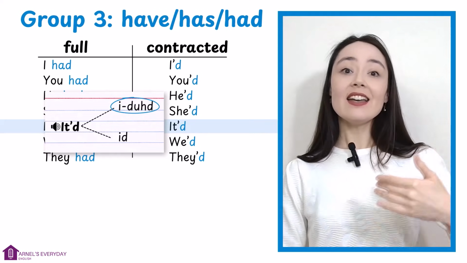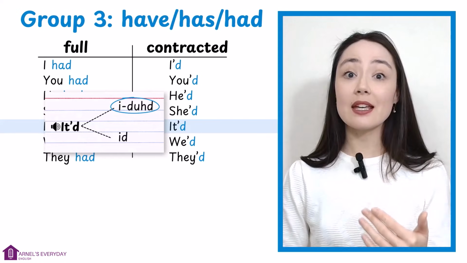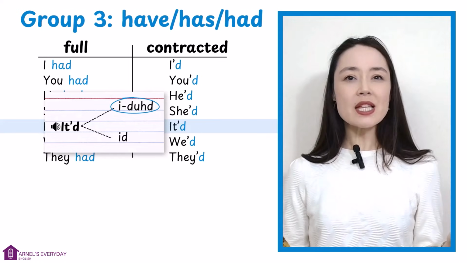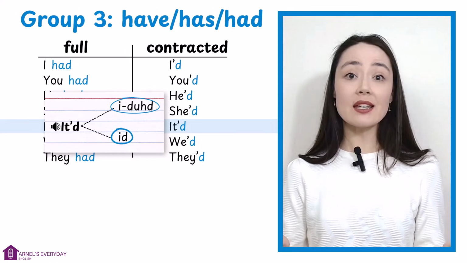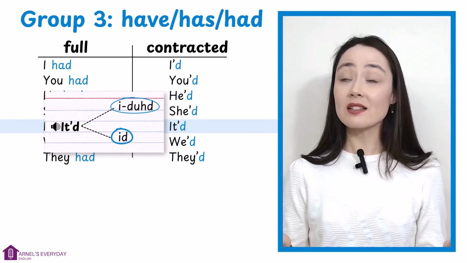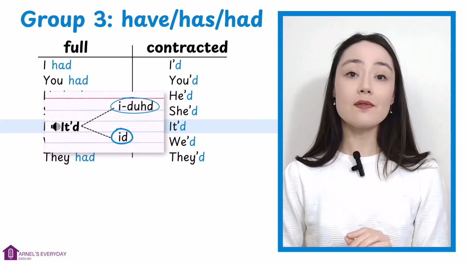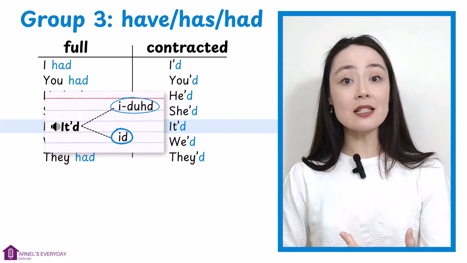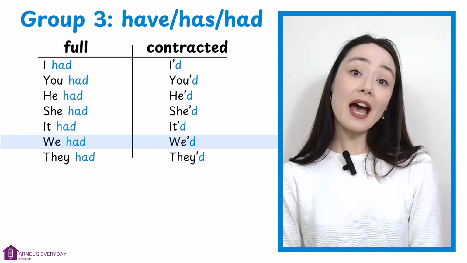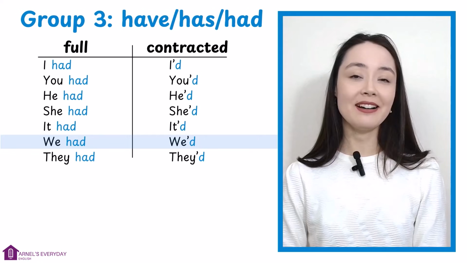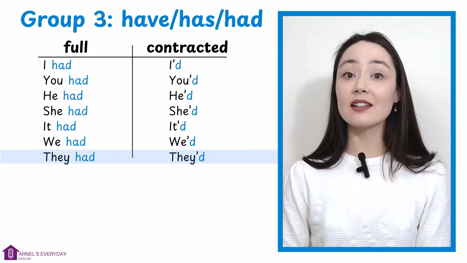There can be 2 syllables. It'd. But you know what's really simple, common, and natural? Simply say id. Yes, id. That's perfectly fine. I'll give you example sentences when we do the review. We had, we'd. They had, they'd.